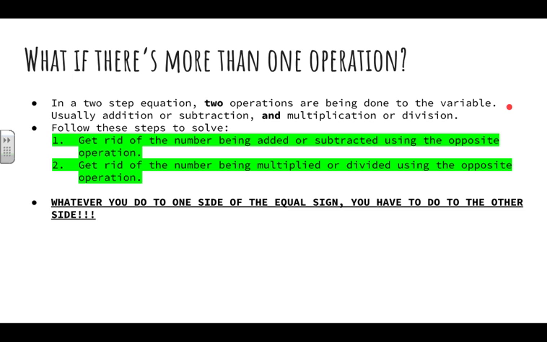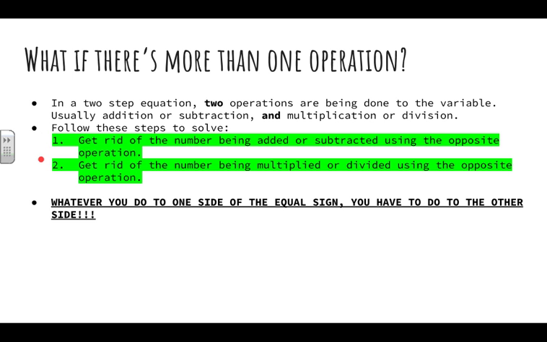So in order to solve these types of equations, you're going to follow step 1 and 2 that I have highlighted for you. Step 1 is we are going to get rid of the number being added or subtracted to the variable using the opposite operation. So if it's being added, you're going to subtract it. If it is being subtracted, you're going to add it. That gets rid of that number. The second step is to get rid of the number being multiplied or divided using the opposite operation. So if it's being multiplied, you're going to divide to get rid of it. If it's being divided, you're going to multiply to get rid of it.